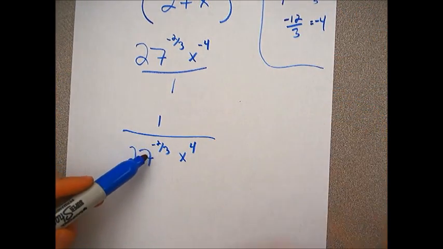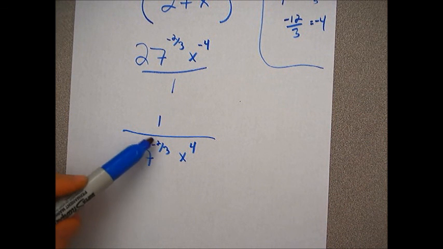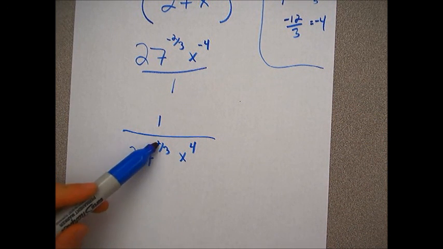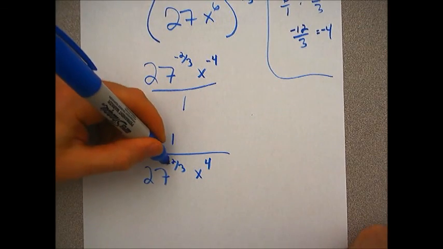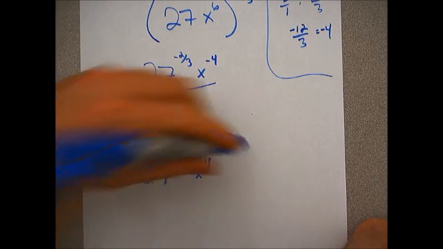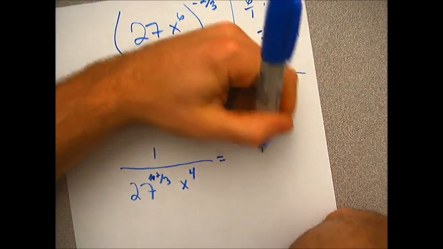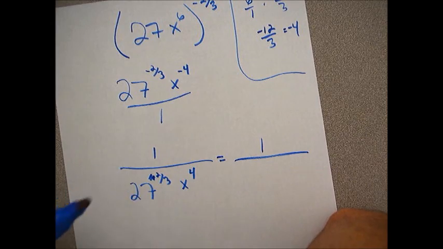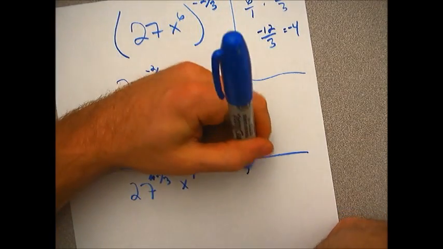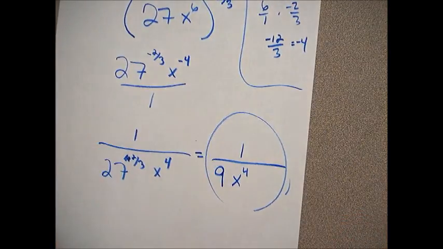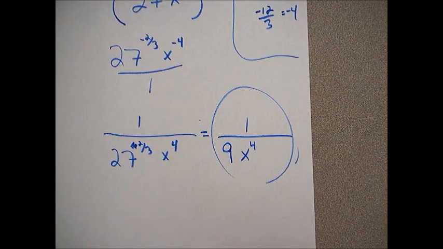Well, what's different here about this one? My power now is no longer a 1. So this is not just a cube root, it's the cube root of 27, and then when I'm done with that, I raise it to the positive 2 power, or to the 2nd power. So what happens here? This is 1 over, the cube root of 27 is 3, and 3 squared is 9. So I'm left with 1 over 9x to the 4th.